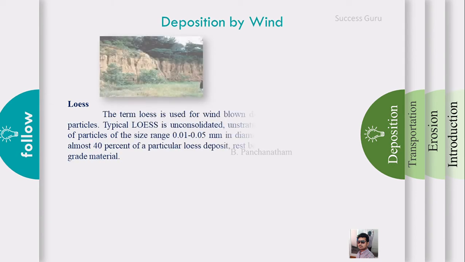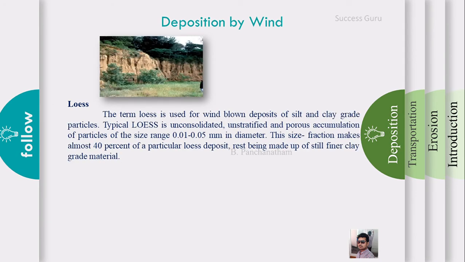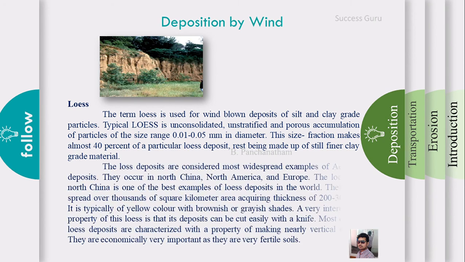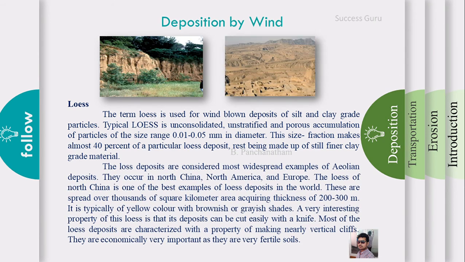And the next type is the loess. The term loess is used for wind-blown deposits of silt and clay-grade particles. The typical loess is an unconsolidated, unstratified and porous accumulation of particles whose size ranges from 0.01 to 0.05 mm in diameter. This size fraction makes almost 40% of the particular loess deposit, the rest being made up of silt and fine clay-grade materials. The loess deposits are considerably the most widespread example of aeolian deposit.